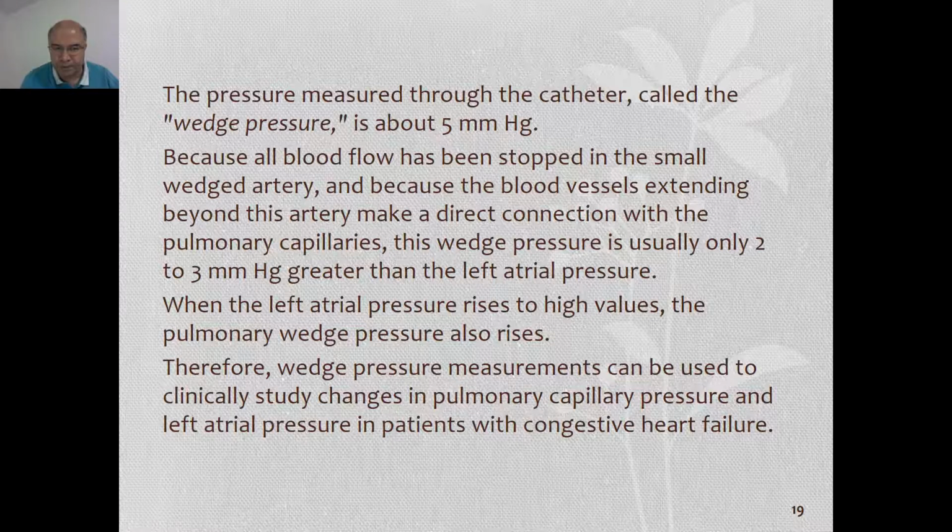It is about 5 mm mercury because all blood flow has been stopped in the small wedged artery and because the blood vessels extending beyond this artery make a direct connection with the pulmonary capillaries. This wedge pressure is usually only 2 to 3 mm mercury higher than the left atrial pressure. When the left atrial pressure rises to high values, the pulmonary wedge pressure also increases. Therefore, wedge pressure measurements can be used to clinically study the changes in pulmonary capillary pressure and the left atrial pressure in patients with congestive heart failure.